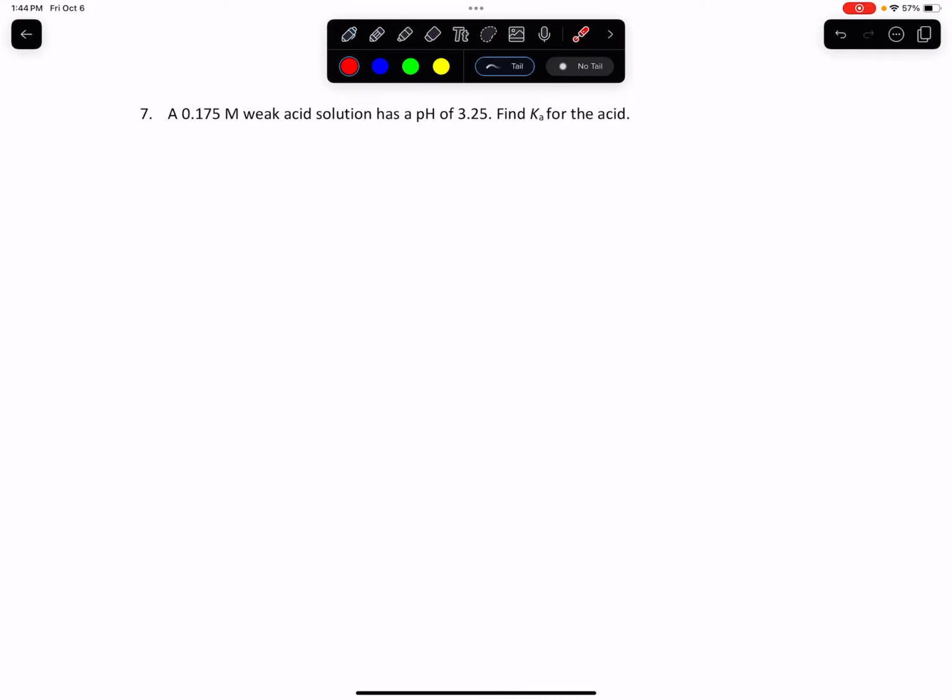Hi, it's Valentine from Simplistic, and today we're going to take a look at a problem where we have a weak acid solution, which is 0.175 molar, and the pH of the solution is given to us, and from this we have to determine the Ka for the acid.